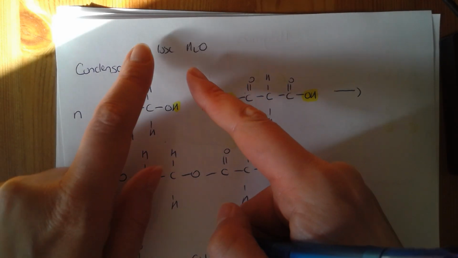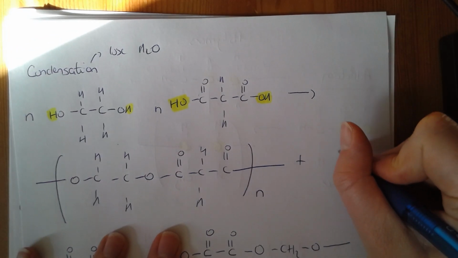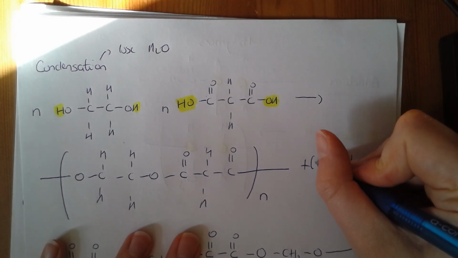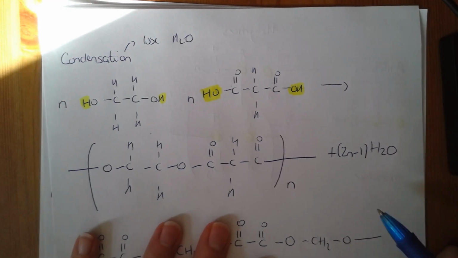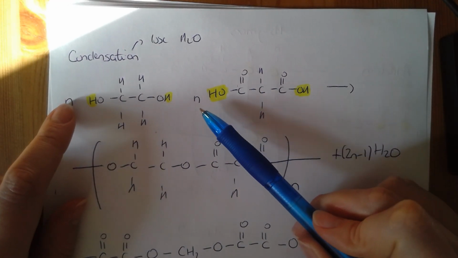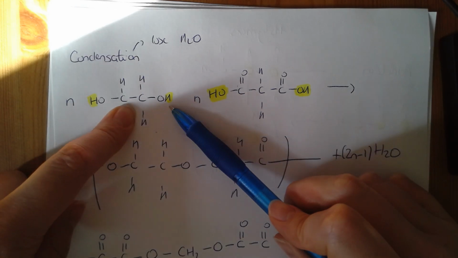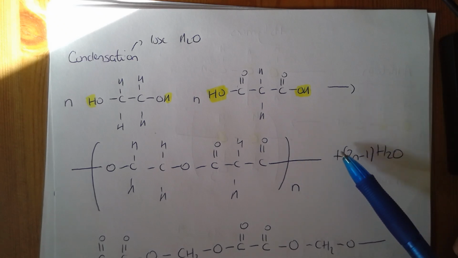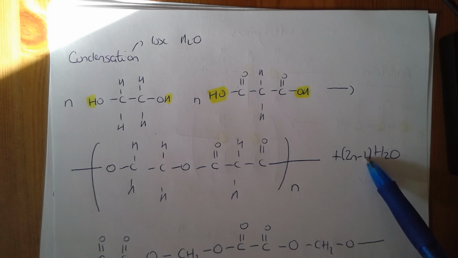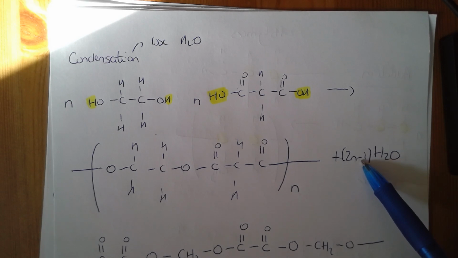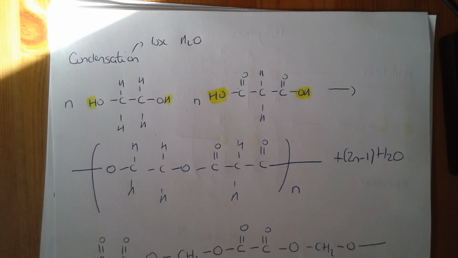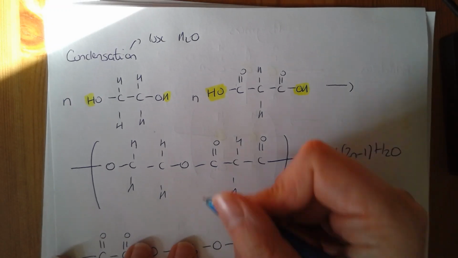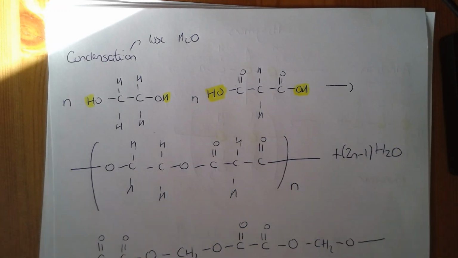Now, you are losing water, so you would need to show that. H2O. In order for this to be truly balanced, although they often don't require this at GCSE, it should be 2n minus 1 H2O. So if I had, for example, 200 of my alcohols and 200 of my carboxylic acid, then I would form 2 times 200 minus 1, 399 molecules of water by adding all of those alcohols and carboxylic acids together.